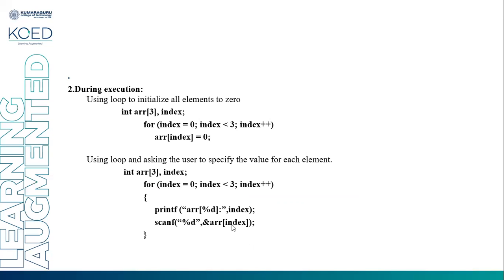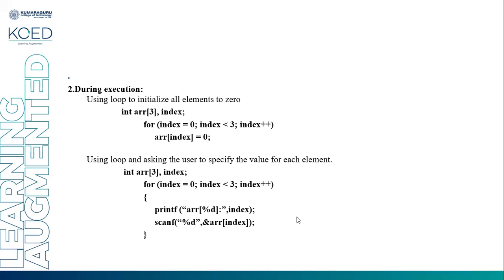Then the value the user enters will be stored here. Then index plus plus, the value will increase. Index becomes 1, less than 3. Array of 1 will get printed. When you enter the value, it is stored at index position array of 1. Then index plus plus, index becomes 2, 2 less than 3. So array of 2 will be displayed, and the user-entered value is stored at index position 2, here A of 2. Index plus plus gives 3, which is not less than 3, so it comes out of the loop.